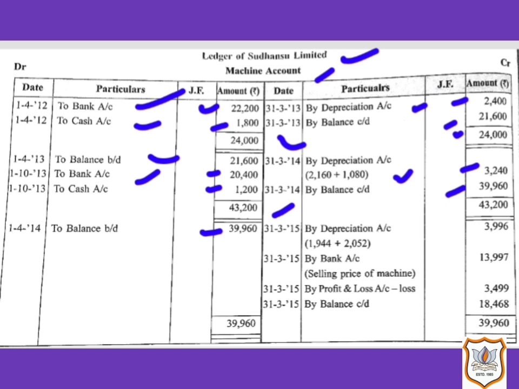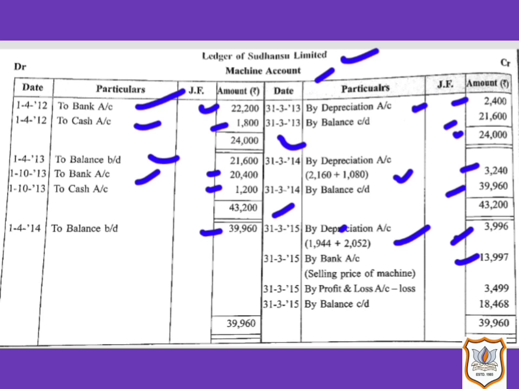So here again we will charge depreciation. Here depreciation of the first machine was rupees 1,944 and the depreciation of the second machine was 2,052. So here total depreciation is 3,996. Now as this machine was sold at the last day of this year that ends on 31st March 2015, here we will write the date on which it was sold, that is 31st March 2015. So it was sold for rupees 13,997. That too we have calculated. That is the selling price of the machine, and in the particular column we will write by bank account, as by selling this our bank balance will increase.